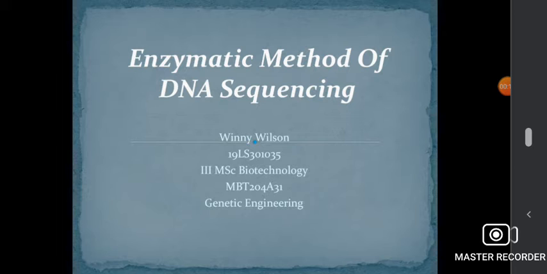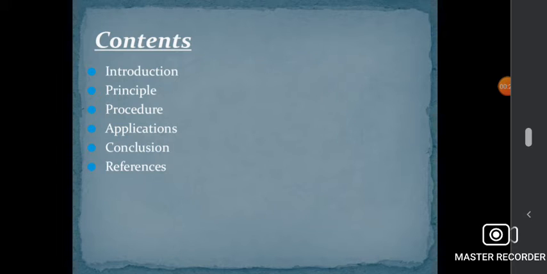I'm a third MSc Biotechnology student studying in Christ Jayanti College, Bangalore. Today I'm going to talk about the enzymatic method of DNA sequencing, guided by Dr. Manikandan. My presentation will include the introduction, principle, procedure, applications, conclusion, and references.